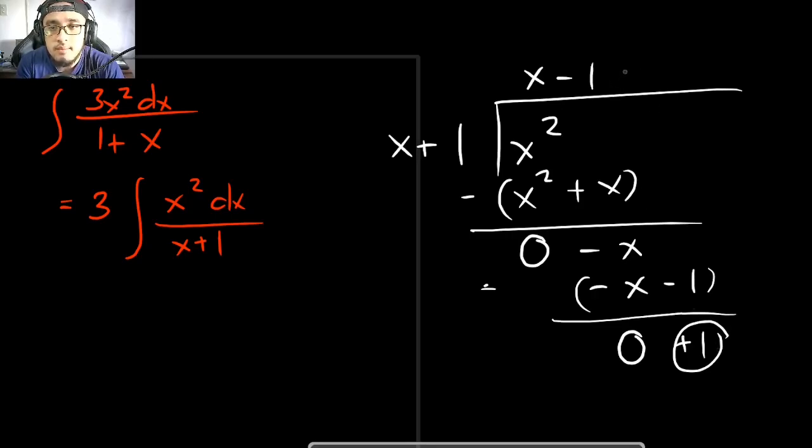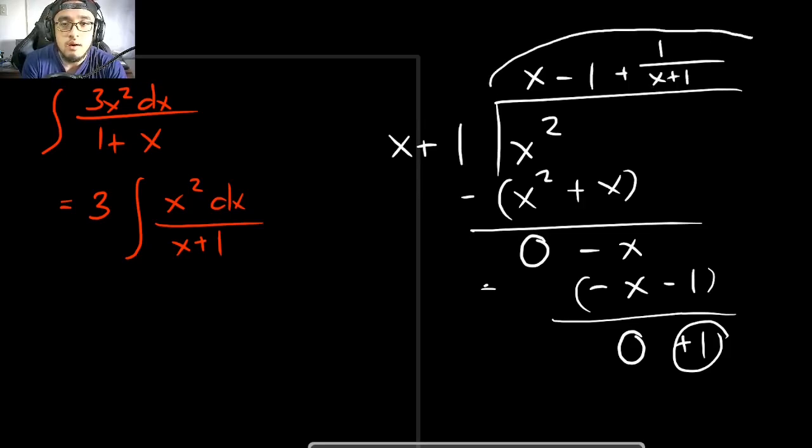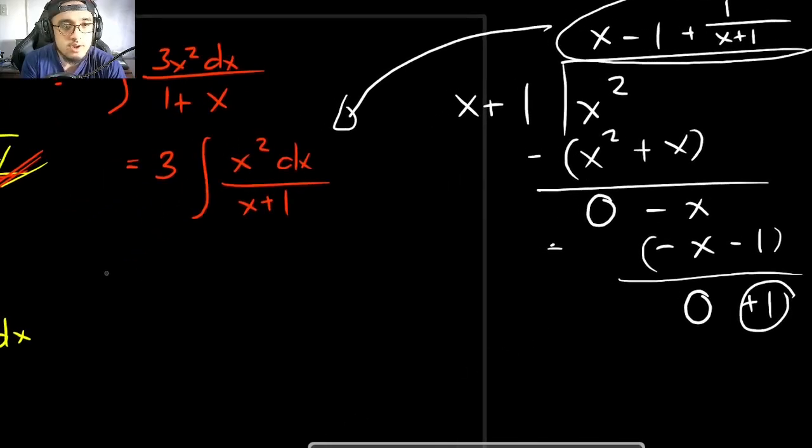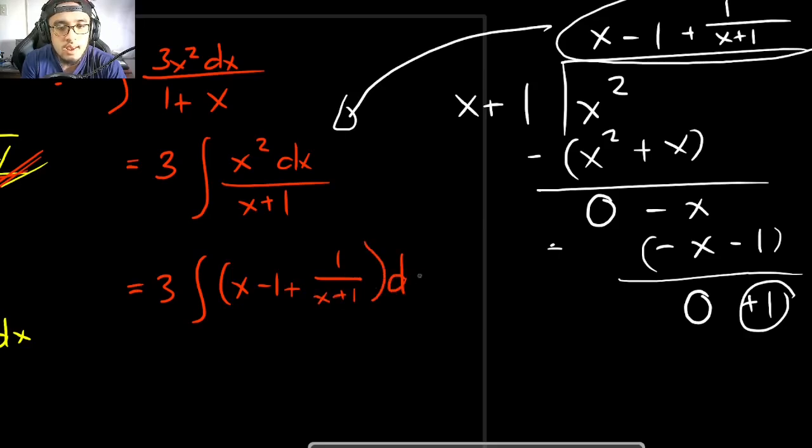So this is to be our remainder, so plus 1 divided by our divisor, which is x plus 1. So this is to be our new value to be written in this part right here. So from that, once again, this is to be our new equation. So this is now to be equal to 3 times the integral of x minus 1 plus 1 over x plus 1, well, dx.